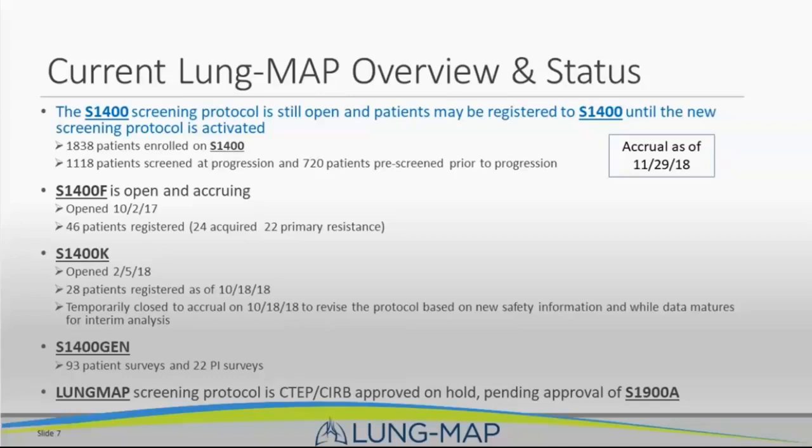S1400-Gen has 93 patient surveys and 22 physician principal investigator surveys, and the LungMap screening protocol is currently at CTEP CIRB approval on hold, and we're pending the approval of the new study S1900A that you're going to hear a little more about.